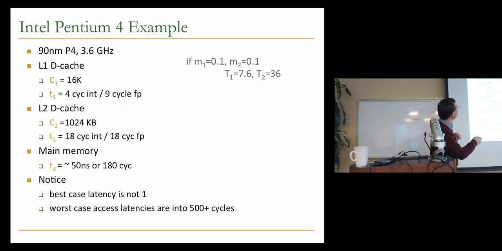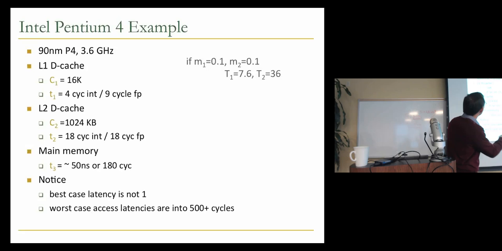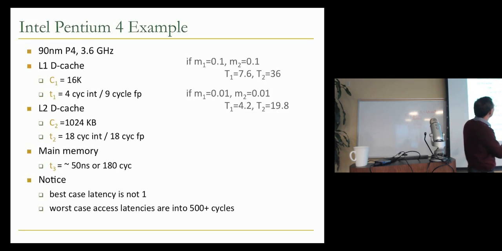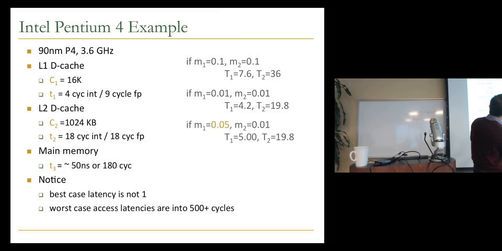Let's assume that the miss rate at the L1 level is 10%, 0.1. And miss rate at the L2 level for the references that go into the L2 is 10%. Basically, you get 90% hit rate over here and 90% hit rate over here. If you put these into the equations, the T1 access time is actually 7.6 cycles. Basically, it's much higher than 4 cycles, right? Now, if you have a program that has these miss rates, 99% hit rate over here and 99% hit rate over here, then you get much better access latencies, right? You get very close to 4.2. You get very close to the intrinsic access latency over here.